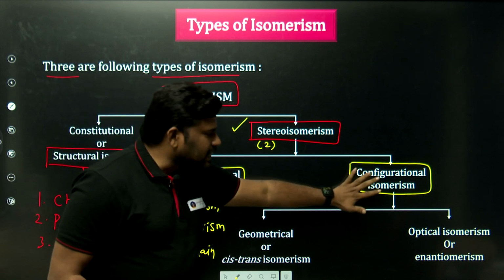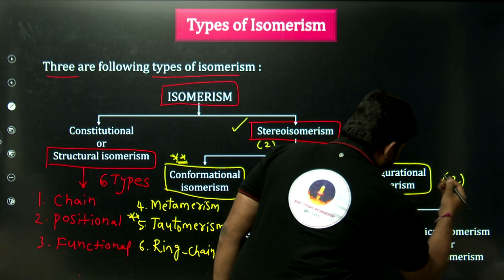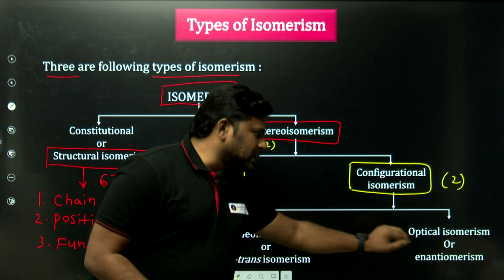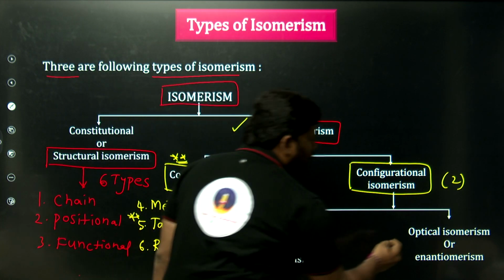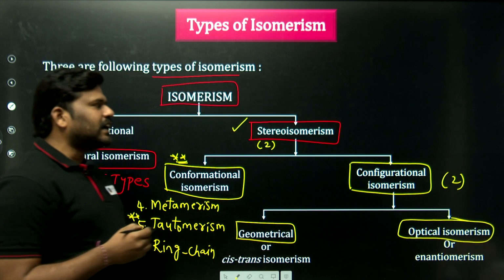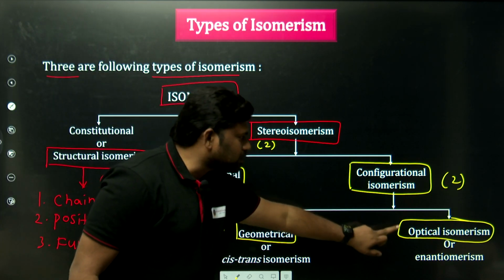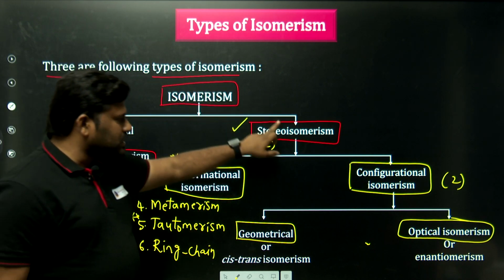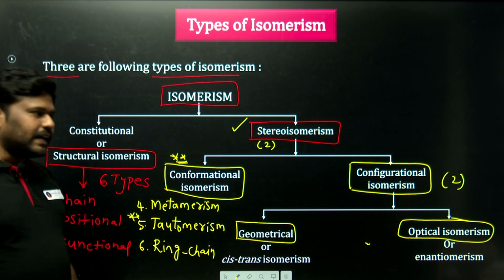Configurational isomerism is again divided into 2 types, no confusion here, crystal clear: geometrical isomerism as well as optical isomerism. Step by step: optical isomerism belongs to configurational, then stereo, then isomerism. Same here, geometrical isomerism.